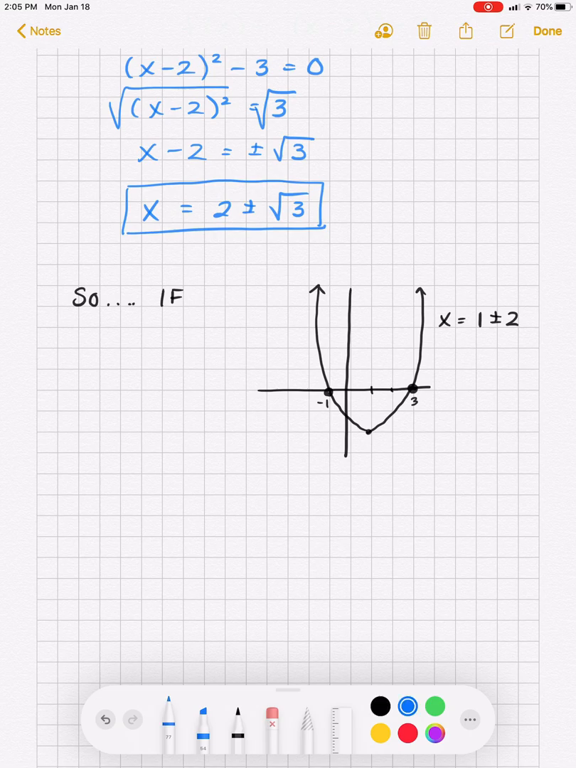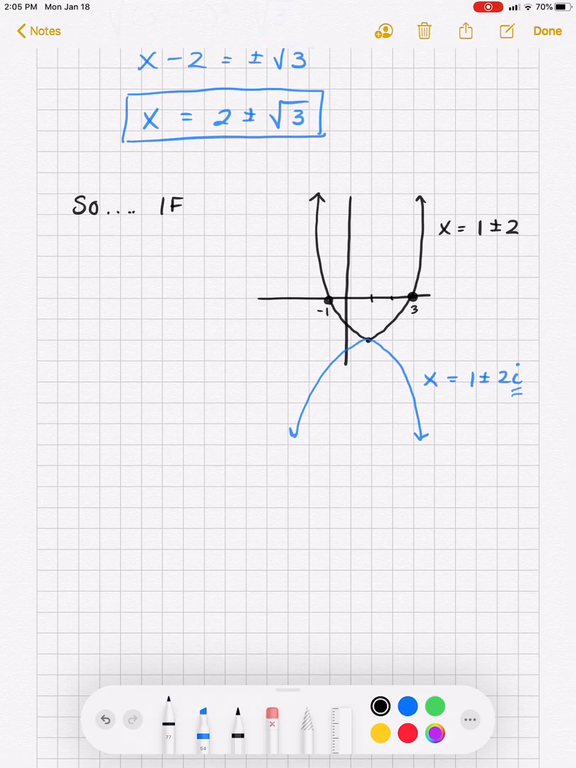Well then, the related parabola, if I take the same parabola and flip it upside down, is going to have roots 1 plus or minus 2i. That's really what you are doing: you're solving the related parabola, but putting an i there because they don't actually cross the x-axis.